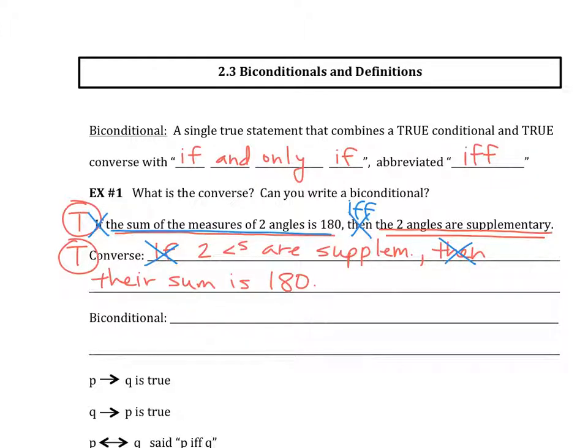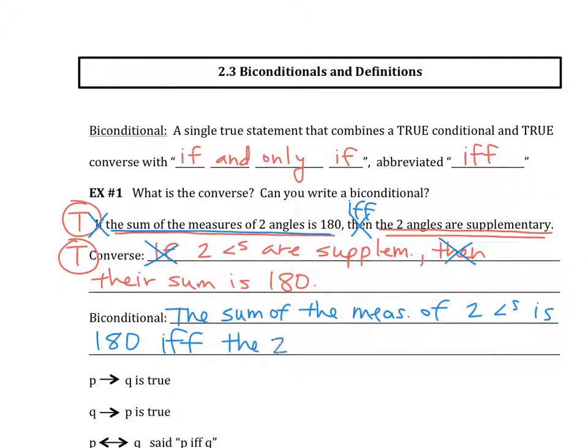So we would say the sum of the measures of two angles is 180. What's going to come here? If and only if, IFF. The two angles are supplementary.